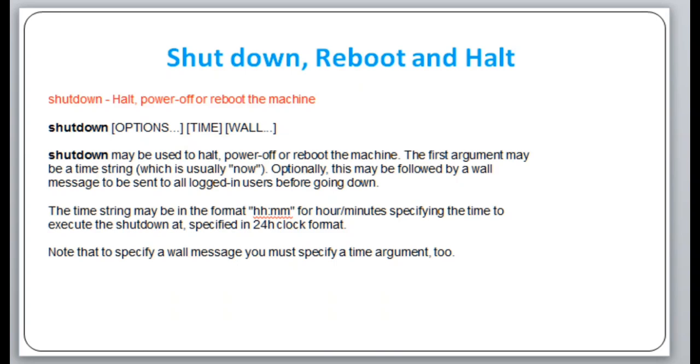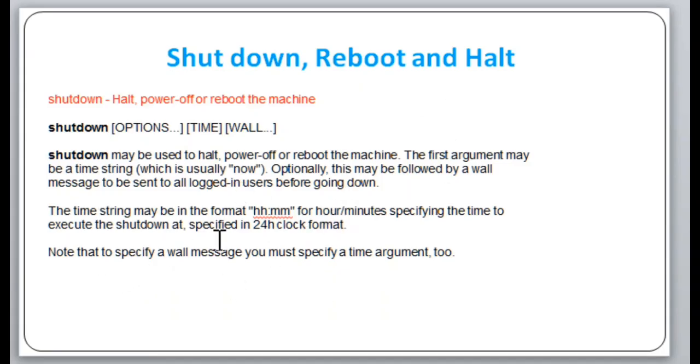So you see here, this is the basic syntax of that shutdown command. We have the command shutdown, then we have the options to it, a time if we want, and then a wall message. Like I said, shutdown can be used to halt, power off, or reboot the machine. The first argument may be a time string, although typically you're going to use now. And then optionally, this can be followed by a wall message to be sent to all logged in users before going down. This wall message, guys, is just a message that will display to all the users on the current system, whatever it may be.